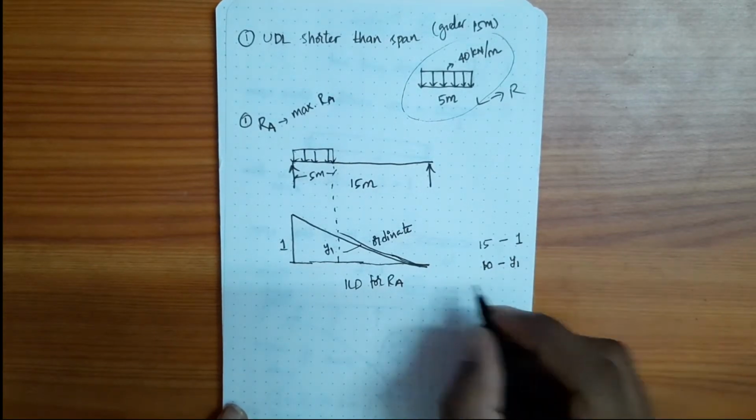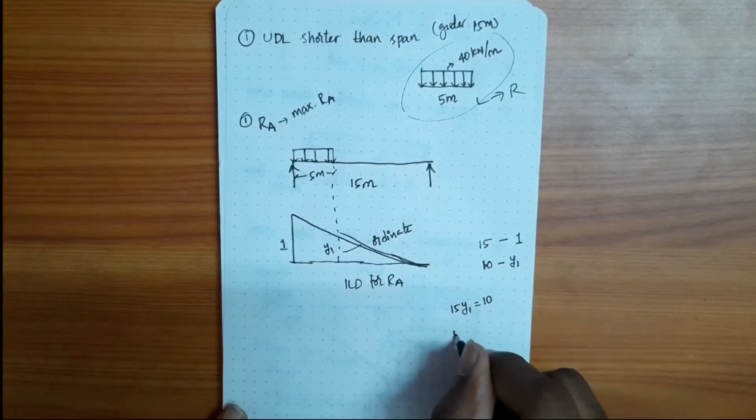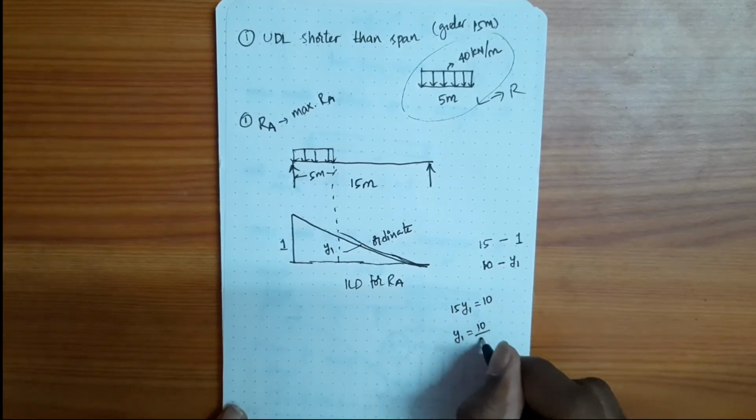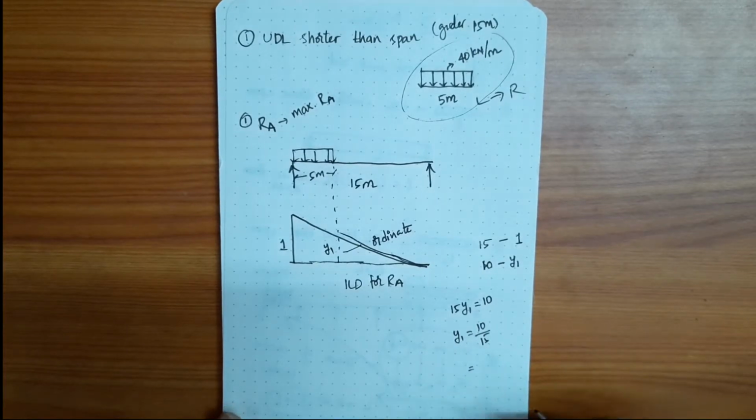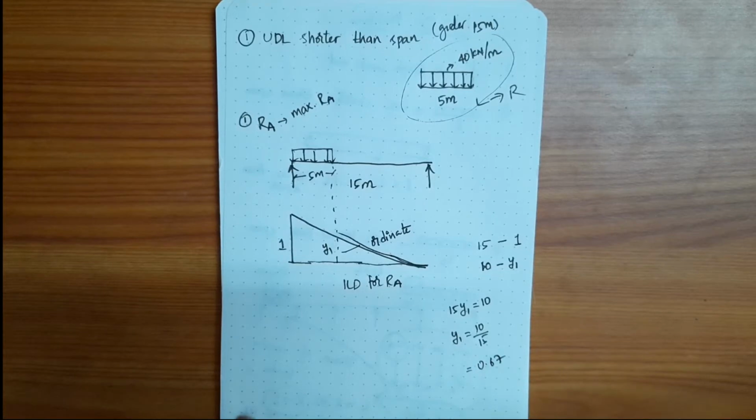Okay, you can cross multiply. So 15 y1 is equal to 10. y1 is equal to 10 by 15, that is equal to 0.67. Okay, this is the ordinate at y1.